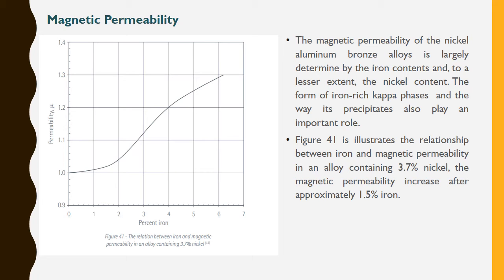The magnetic permeability of the nickel aluminum bronze alloy is likely determined by the iron content and, to a lesser extent, the nickel content. The form of the iron-rich kappa phase and the way it precipitates also play an important role. Figure 41 illustrates the relationship between iron and magnetic permeability in an alloy containing 3.7% nickel. The magnetic permeability increased after approximately 1.5% iron.